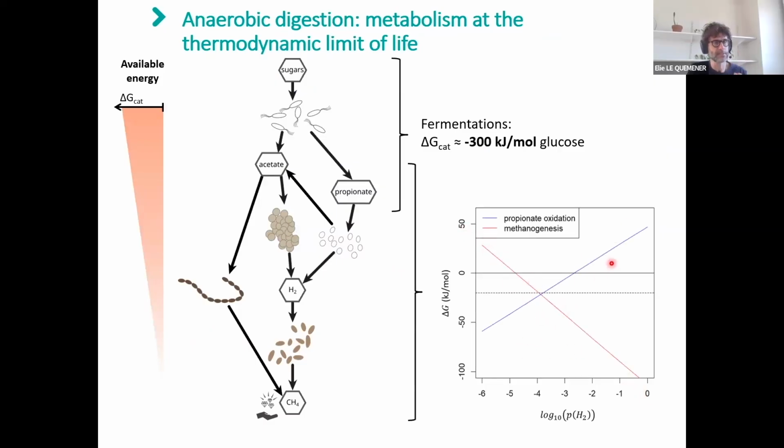small window where both reactions are feasible, because here you have the methanogenesis with the delta G that decreases with the increase of partial pressure, but you have here propionate oxidation with the delta G that increases with the partial pressure. And so if you want to have both reactions, propionate oxidation and methanogenesis, happen at the same time, it means that you have to have a partial pressure in between those two values, so 10 to the minus 3 and 10 to the minus 5 or something like that. And so that's why, in the case of anaerobic digestion, it's important to take this thermodynamics into account.